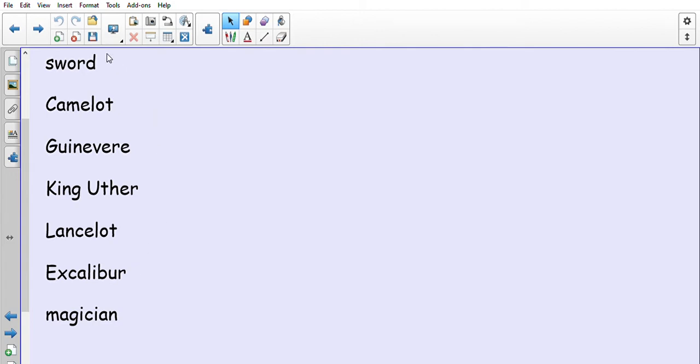So we have sword, Camelot, Guinevere, King Uther, Lancelot, Excalibur, and then we have the word magician. That's very interesting. Magician. So sword, Camelot, Guinevere, King Uther, Lancelot, Excalibur and magician. So if you'd like to pause your video now, you can go and find some facts using your QR codes. Good luck on your quest.